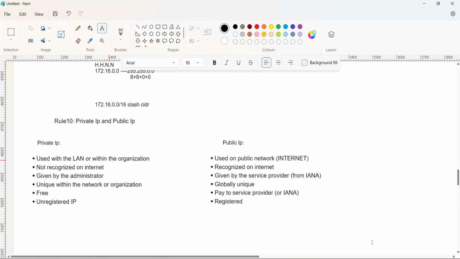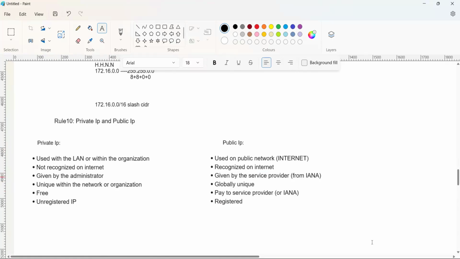Private IPs are used within the LAN and within the organization. Public IPs are used at the public network and internet level. Private addresses are not recognized on the internet, and we will not use them at the internet level. We assign these only for our end users on the LAN side, given by the administrator. Because these are free, the administrator assigns them. They are unique within the network or organization, and unregistered.